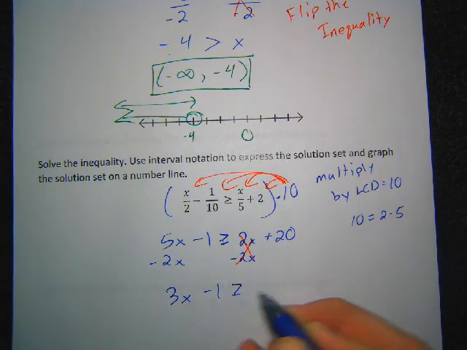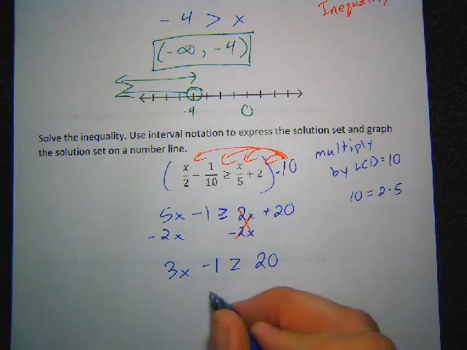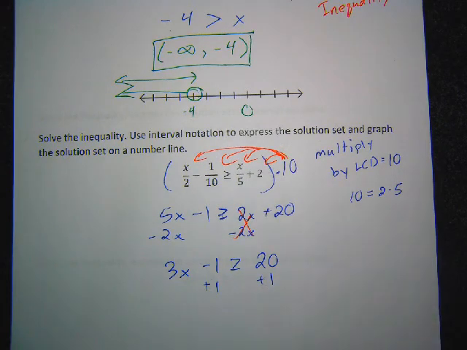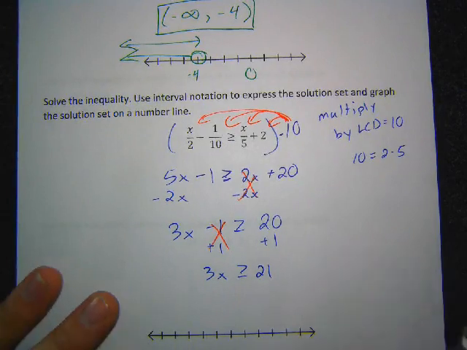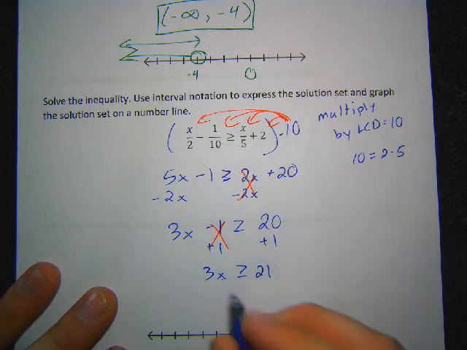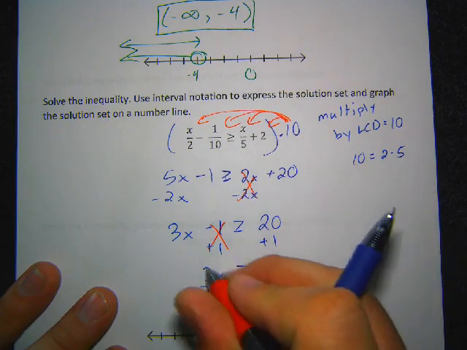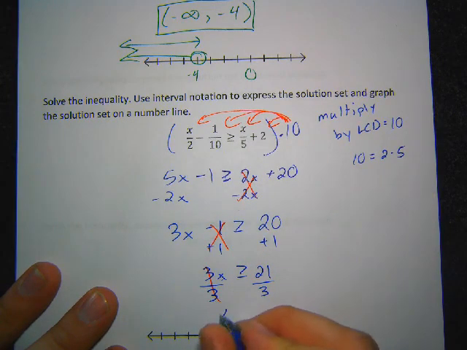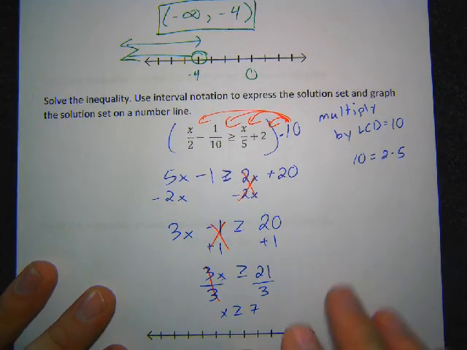This 1 is greater than or equal to 20. Then I'm going to add 1 to both sides. So I get 3x is greater than or equal to 21. Next step, I'm going to divide both sides by 3. So cancel this thing. I'm left with x is greater than or equal to 7.